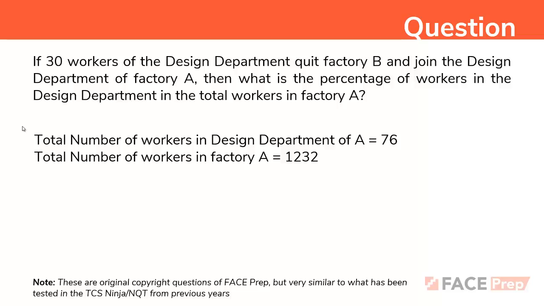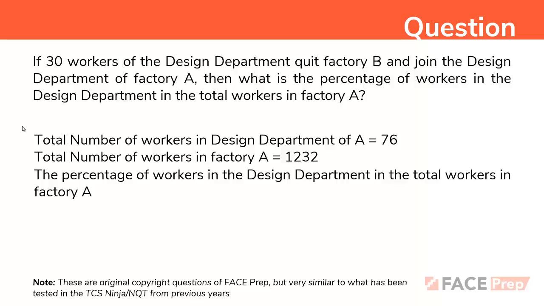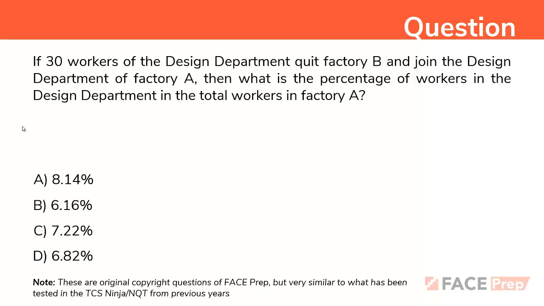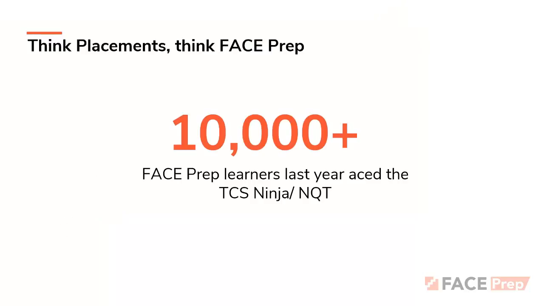So if somebody is asking what is this percentage, you can easily say that total number of employees present in the design department divided by total number of employees present in all the departments and multiply it with 100. So you'll get the percentage. This is what we need to do, and we will get 76 divided by 1232 and multiply it by 100. We will get 6.16%, which is option B.